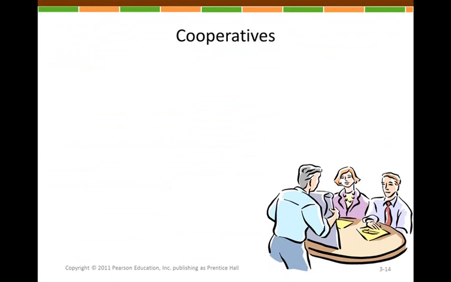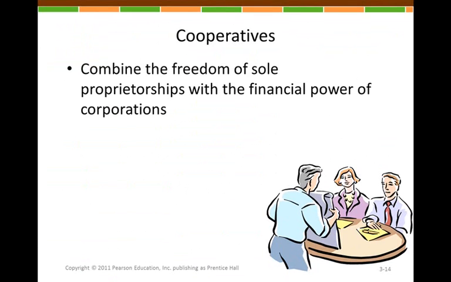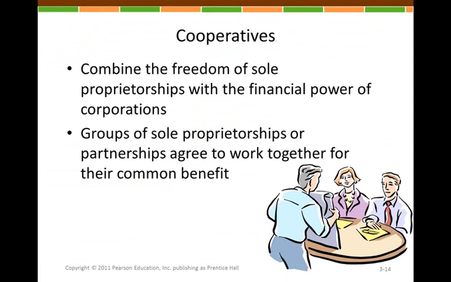Now let's take a look at cooperatives. I alluded to this a few slides prior, but a cooperative combines the freedom of a sole proprietorship with the financial power of a corporation, because what you're doing is grouping sole proprietorships and partnerships together to work for a common benefit. Cooperatives are very common in agriculture. We've seen cooperatives for organic foods, and those are very prevalent in the Central Valley, where multiple farms get together for the purpose of offering an array of agricultural products, different vegetables and fruits and different things. And so they can reach a broader market because they're offering a package of goods that's different from just one particular agricultural product.